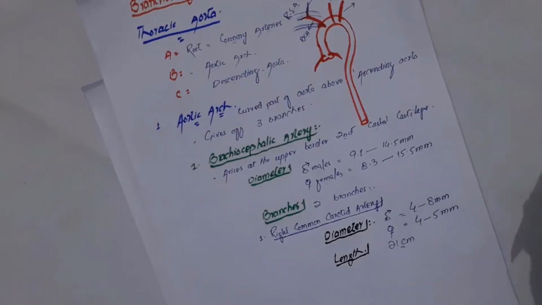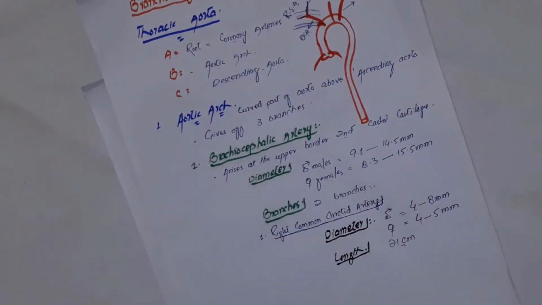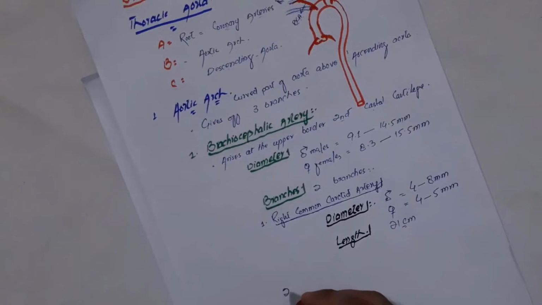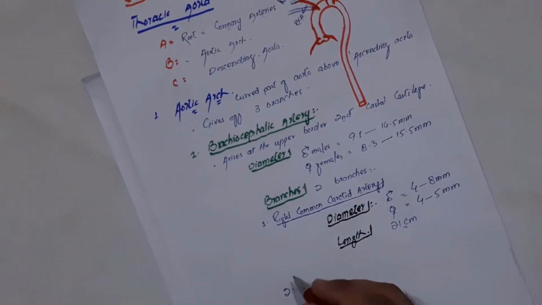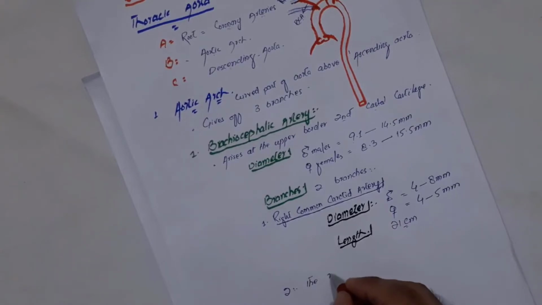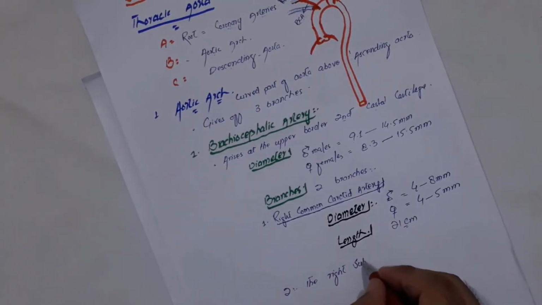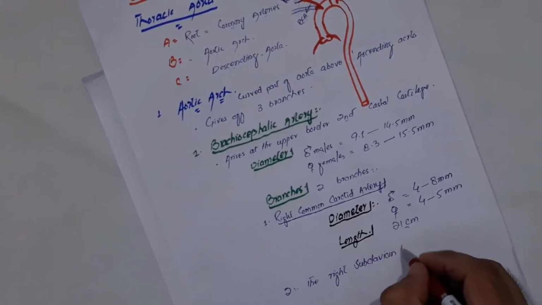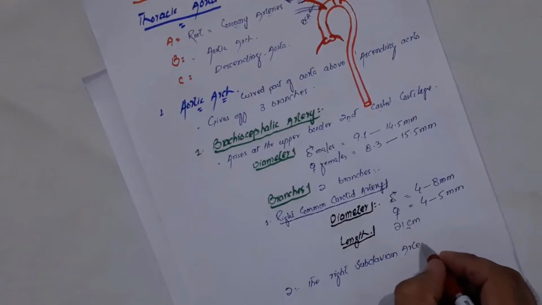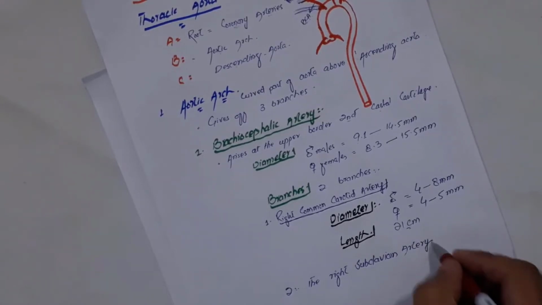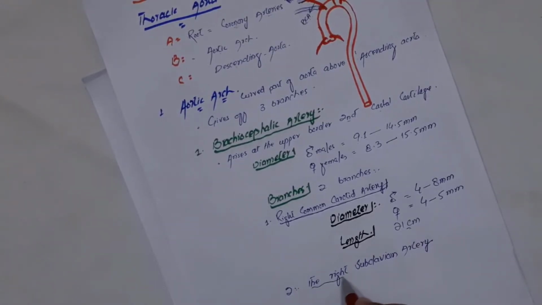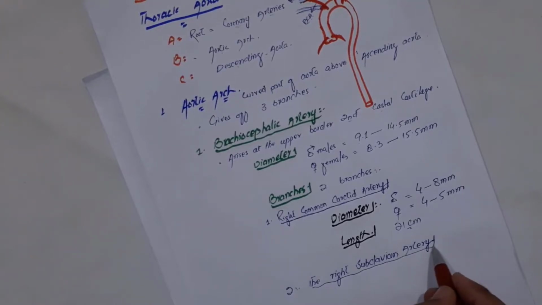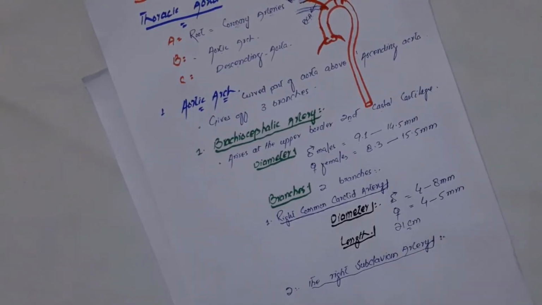Now the next branch that this brachiocephalic artery gives is the right subclavian artery. It is called subclavian because it arises below the clavicle bones. That's why we call it subclavian artery.